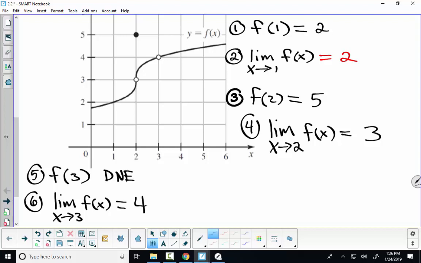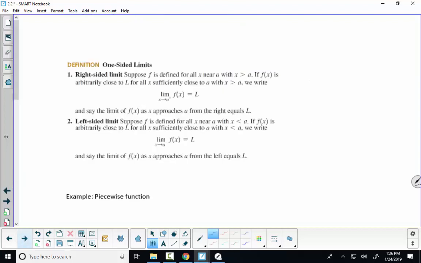Any questions on this? Yeah. So on the homework, if it doesn't exist, we just put that anywhere. Yeah, typically it doesn't exist. If they want something different, then they'll specify. Any other questions? We do have more examples like this later in the section.